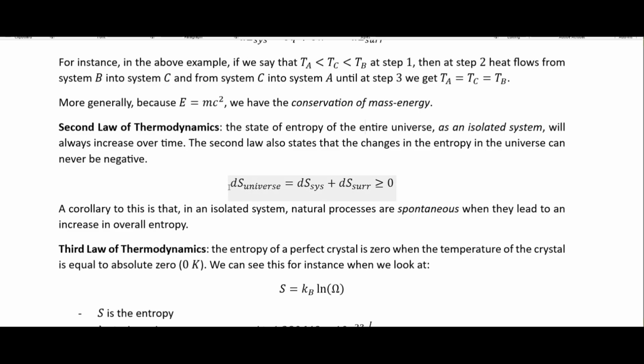So if we have some differential change in entropy of the universe, this would be equal to some differential change in the entropy of the system plus the differential change in the entropy of the surroundings. This has to be greater than or equal to 0. And a corollary to the second law of thermodynamics is that in an isolated system, natural processes are spontaneous when they lead to an increase in overall entropy.